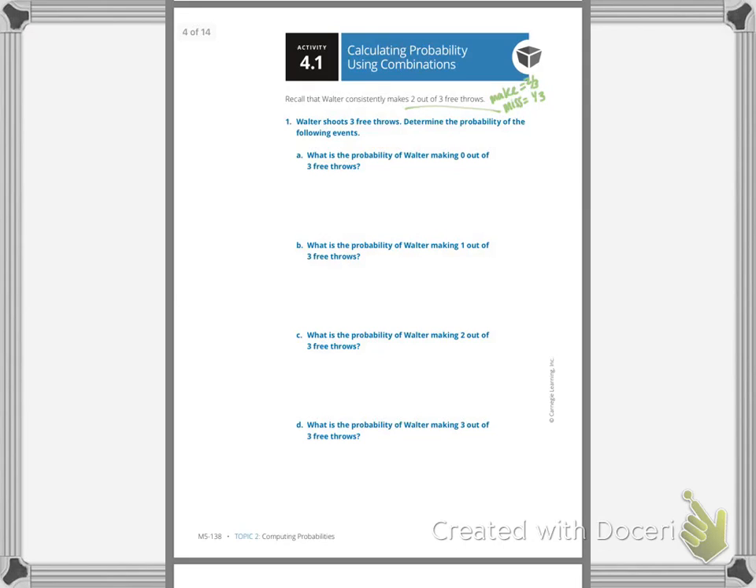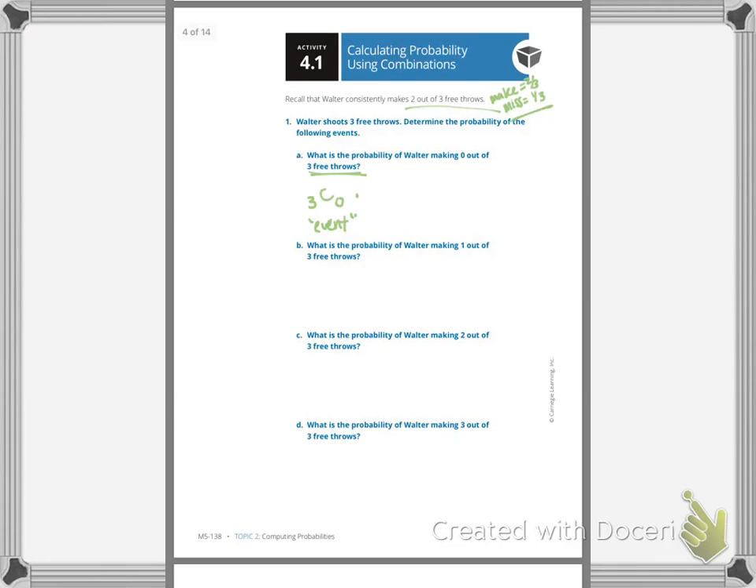Okay, so it says, what is the probability of Walter making 0 out of 3 free throws? So the first thing that happens is the event that actually occurs. So there are 3 shots that are thrown. It doesn't matter what order I shoot them in, and I made 0 of them. So this is like the event that is happening, and then I'm going to times it by the probability of the event occurring. So now I actually use that probability that I gave you at the top.